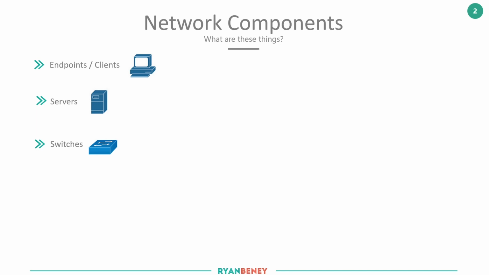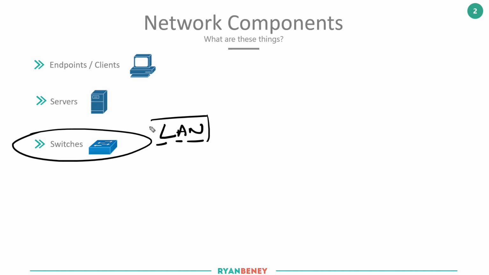You would also hear the terminology that a switch is a LAN device, LAN standing for local area network. That's something that we will cover in a different video, but ultimately a LAN tends to be local to you in your building, and WAN, which is wide area network, refers to something outside the building.